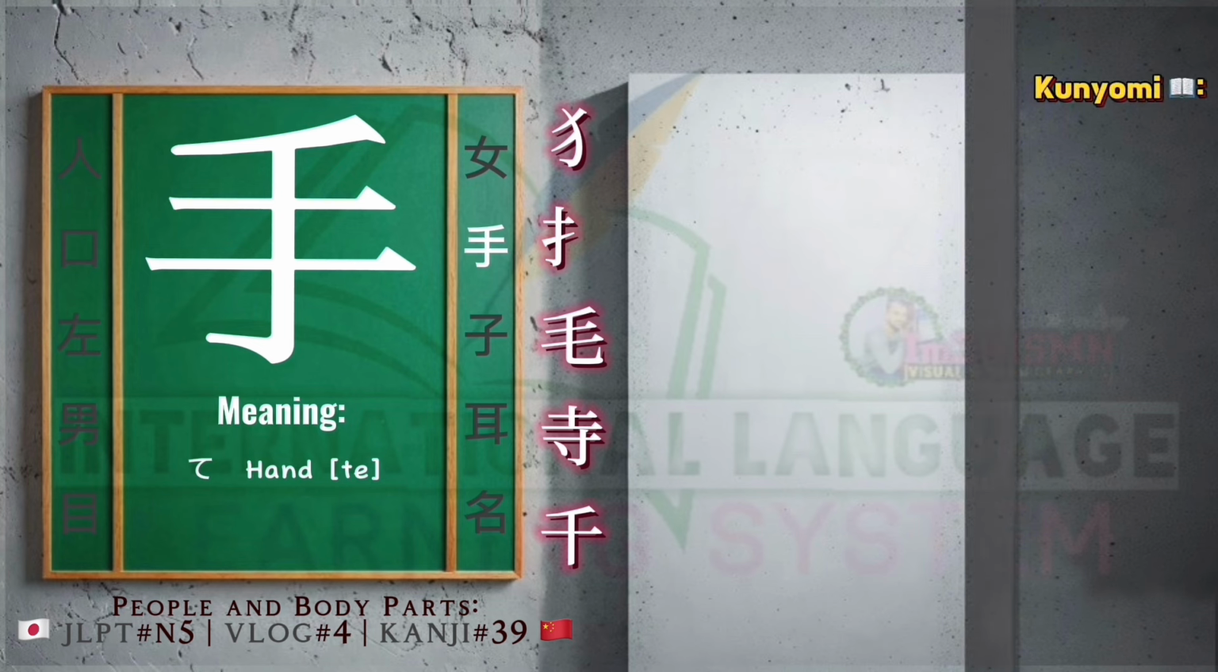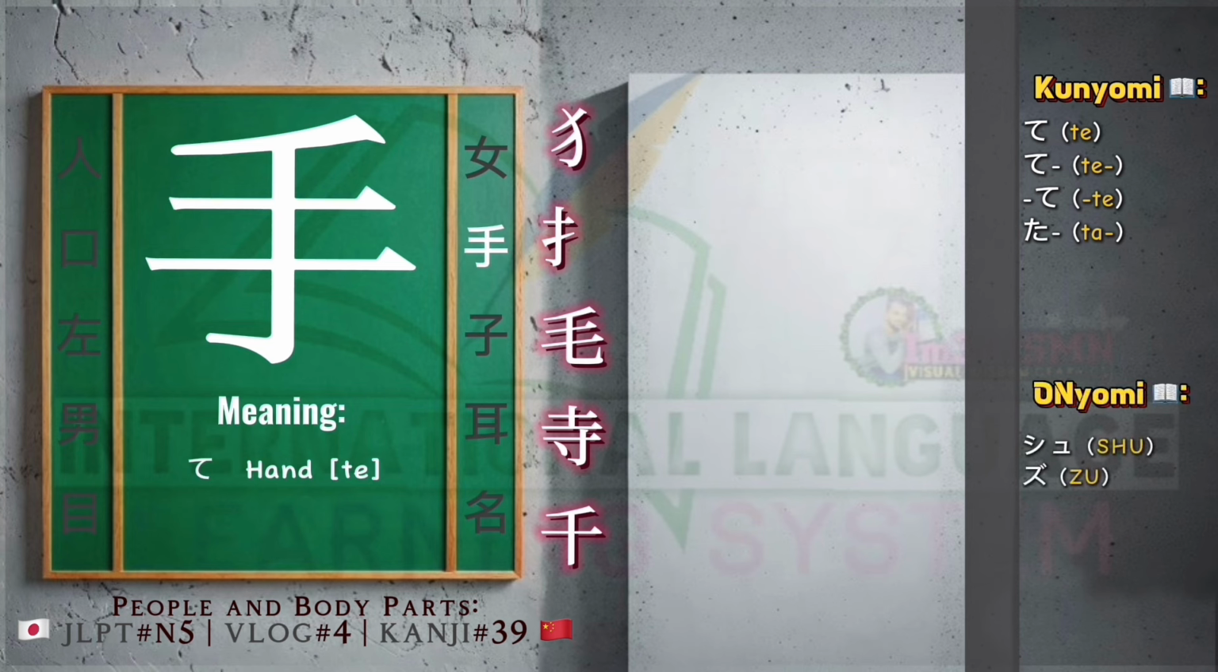Kunyomi reading of this kanji: 手, て, た. Onyomi reading of this kanji: しゅ.